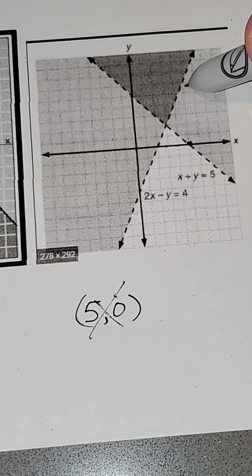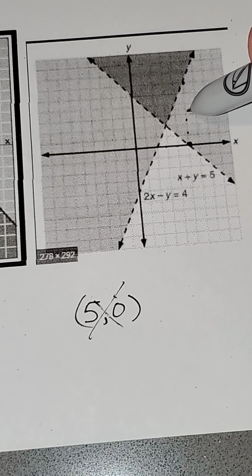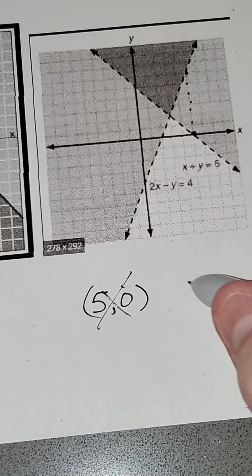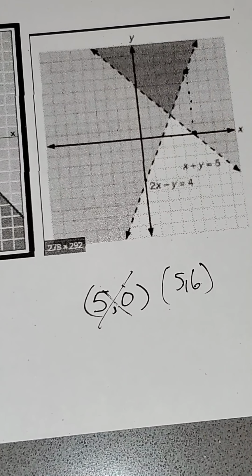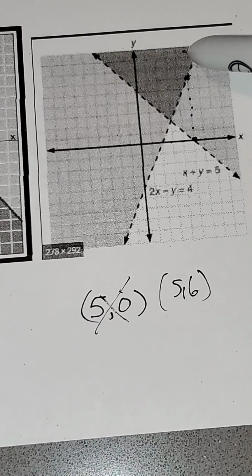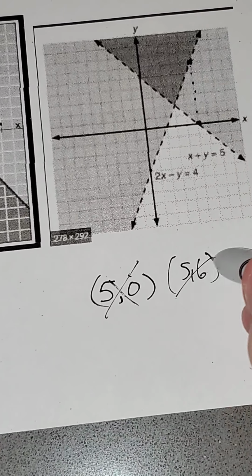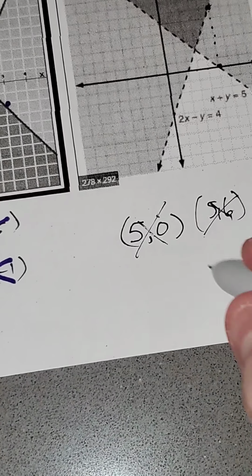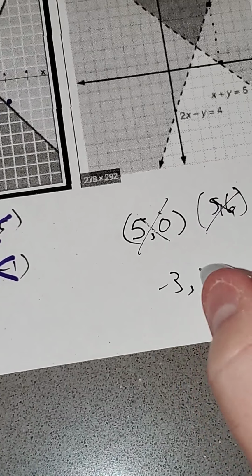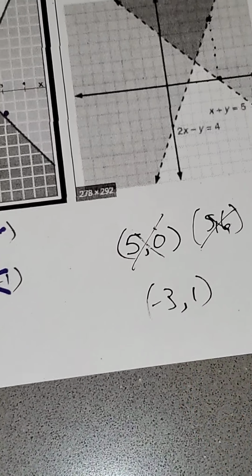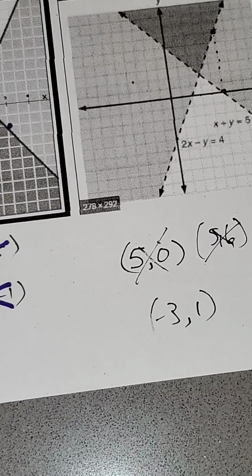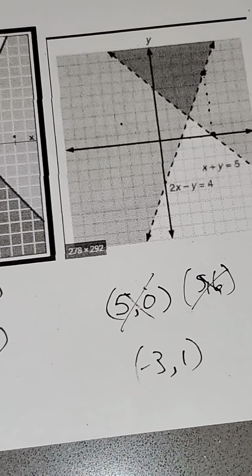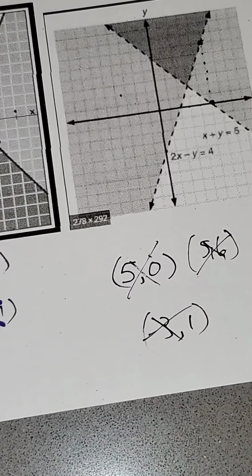Is (5, 6) one of the answers? It's close to being in the double shaded area, but it's on the dashed line, so no. How about (-3, 1)? I don't even have to graph (-3, 1). It's about right there somewhere. That's definitely in the non-double shaded region. That's definitely not an answer.